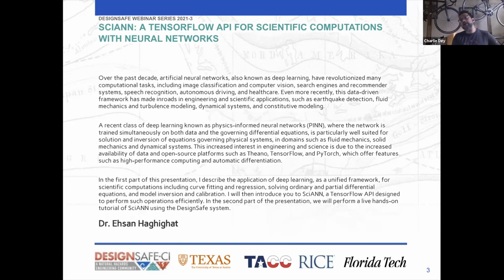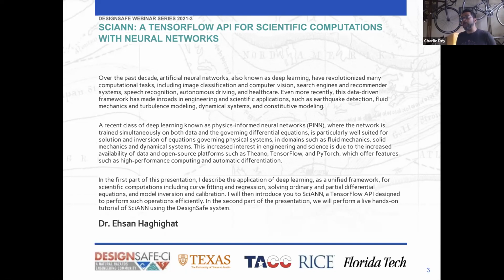So today we are talking about SciANN, which is a TensorFlow API for scientific computations and neural networks. I think everybody understands the importance that neural networks and deep learning have played in computation: image classification, computer vision, search engines, recommendation systems, speech recognition, autonomous driving, healthcare. It has made a great impact everywhere, and of course, it has made a huge impact in the natural hazards world as well.